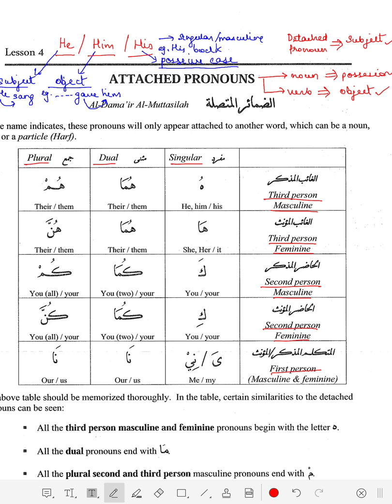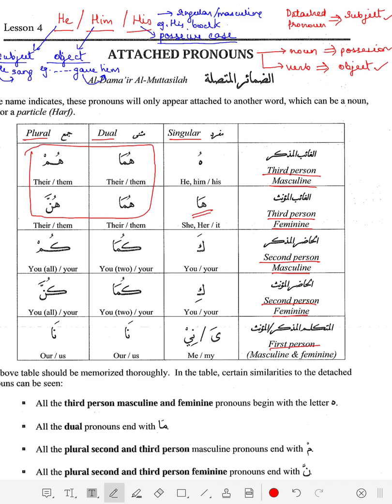So if you remember, we had huwa huma hum. Here we have hu huma hum. So huma and hum are the same. Then instead of huma hunna, we have ha huma hunna. So these two remain the same as in the case of detached pronouns, but these change.